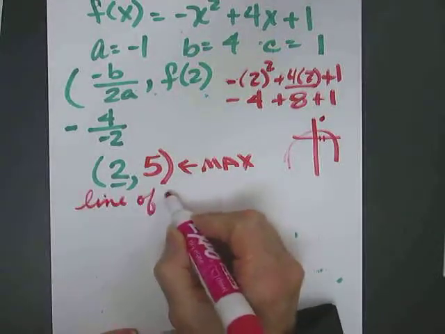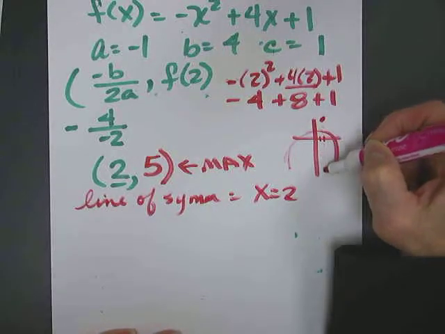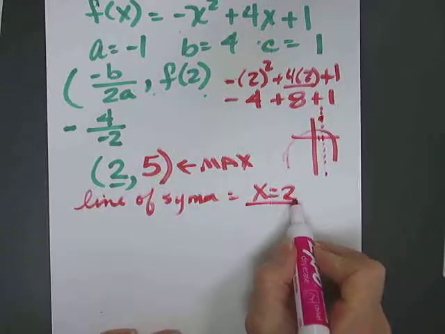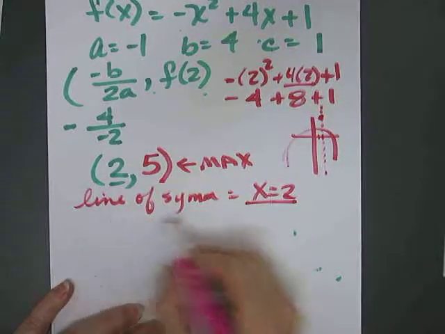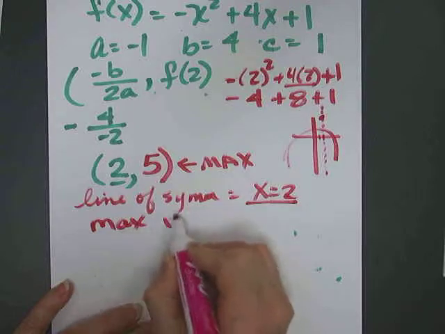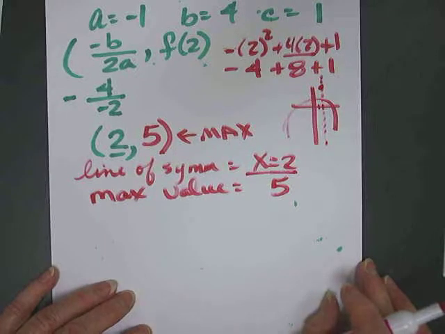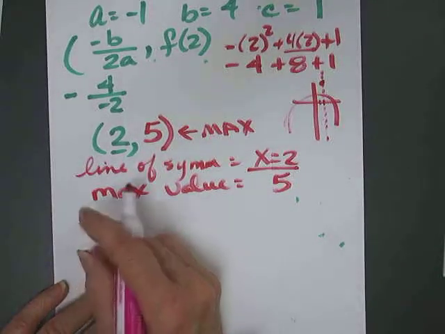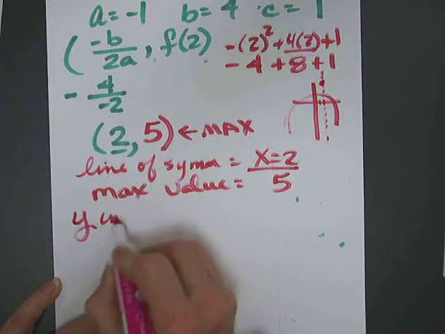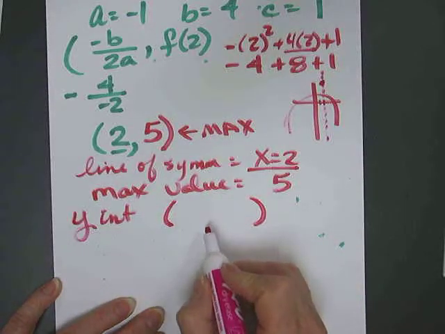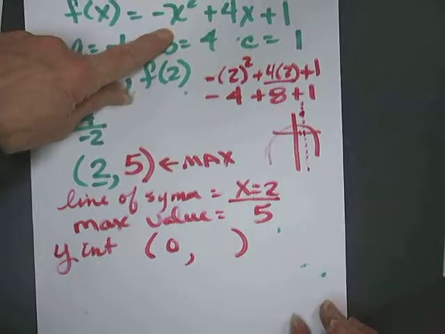Okay, what was the next thing we did on it? After the vertex, we found the x-intercepts. Plug in your f of x. And what's going to be our line of symmetry since we have this here now? 2. Line of symmetry is x equals 2. Because if you draw the line, that's x equals 2. You could fold it right there. It'd be symmetrical, and our maximum value is 5, right? The y is 5, so it's 5.